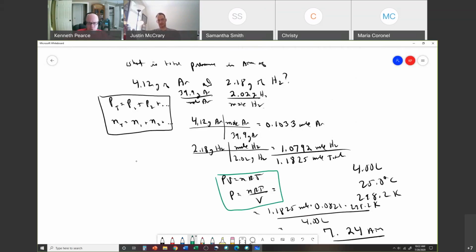All right. So that's how you end up using your Dalton's partial pressures. Okay. Now, the other way that Dalton's partial pressure is used is, let's say you're collecting a gas. Let's say you're producing, say, NO2 in some reaction, and you have it hooked up to a hose.